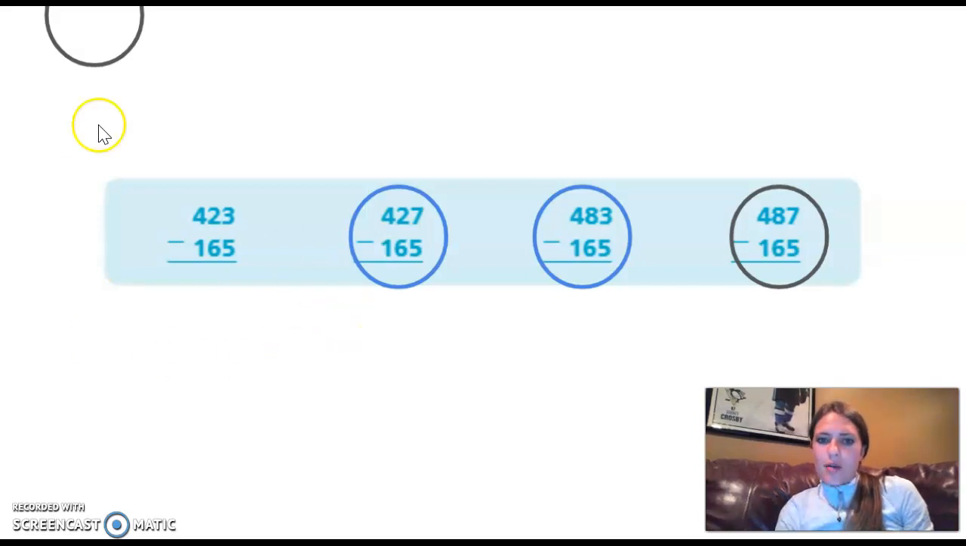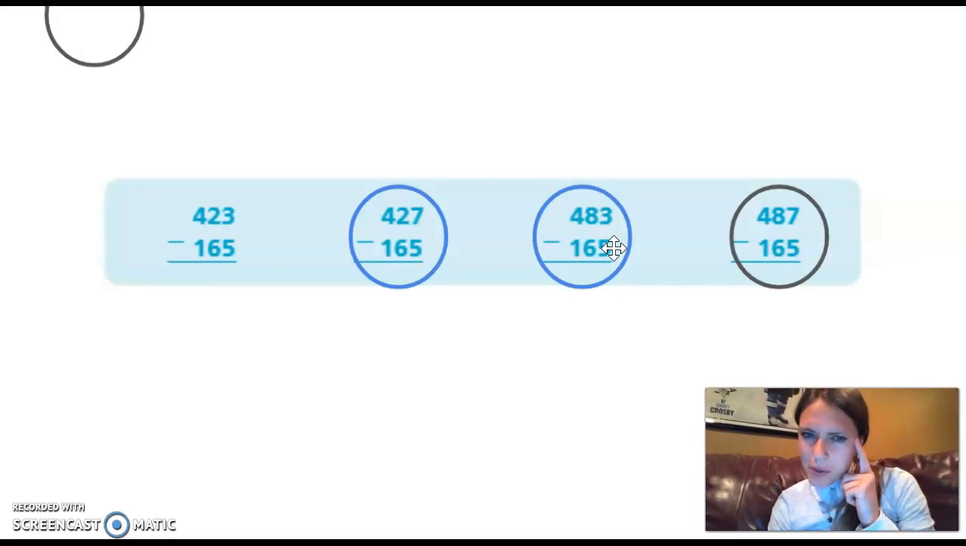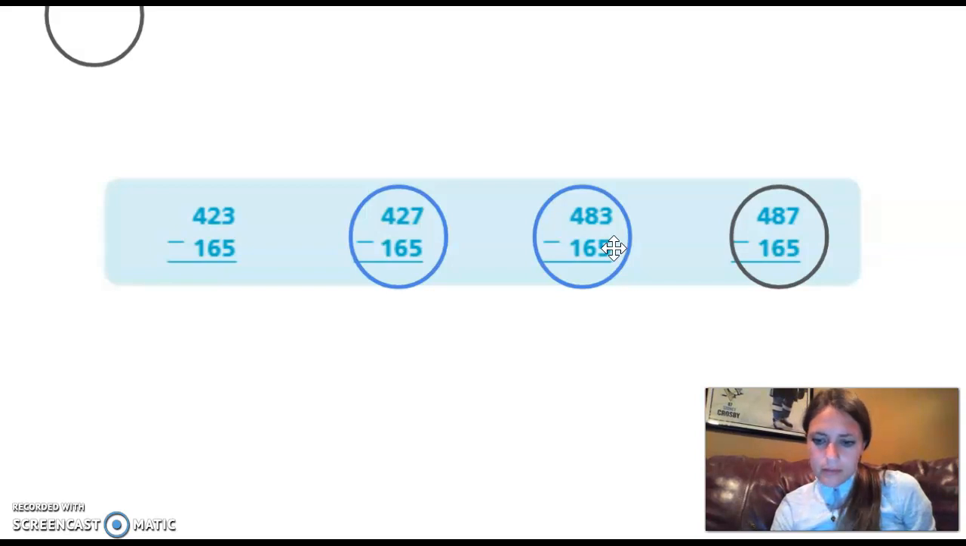How is our last problem different than the other three problems? Think about that. How is it different? It requires you to ungroup twice, right? You're not ungrouping once. You're not ungrouping at all. You have to ungroup, but you have to ungroup twice. Okay, so you need more ones. You can't take 3 ones minus 5 ones. And you need more tens. So you have to ungroup twice.